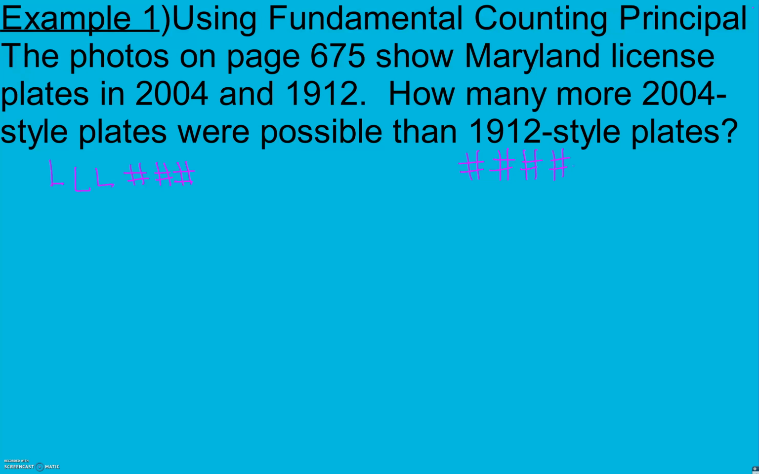So to find our counting, using the counting principle here, we take how many times they can occur and multiply them. There are 26 letters in the alphabet, so 26 options for our first letter, times 26 letters for the second, times 26 letters for the third. There are 10 digits, 0 through 9, so 10 options there for the number parts. If we take 26 times 26 times 26 times 10 times 10 times 10, we get 17,576,000 options, and this is 2004.